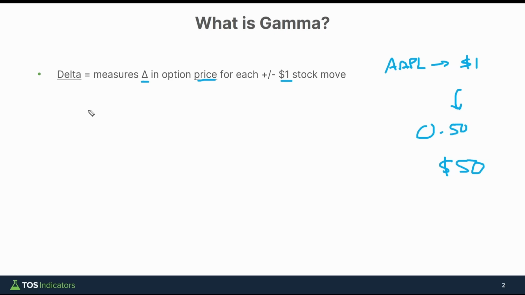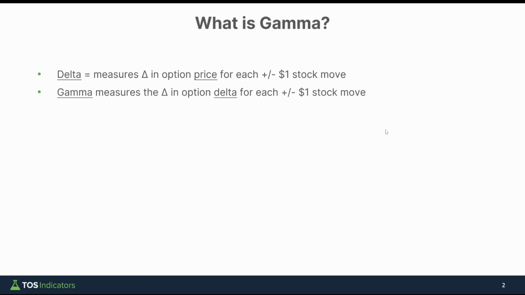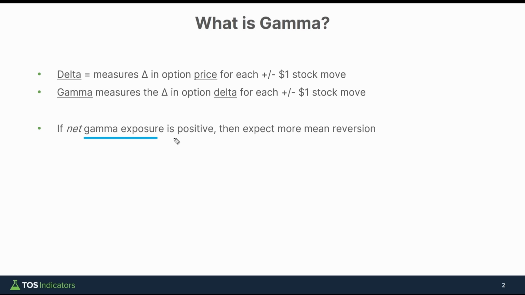Now, in this case, you also have to recognize that the delta today is not going to be the same as the delta tomorrow. You have this concept called delta decay, and the delta changes. The rate at which this delta changes is measured through gamma. Gamma measures the change in the option's delta for each plus or minus $1 stock move. Once you aggregate this gamma data across the same strike but different expirations, you can then create this concept called gamma exposure. You're essentially summing up all of the data, and you're then trying to figure out, is this net gamma exposure positive, or is the net gamma exposure negative?